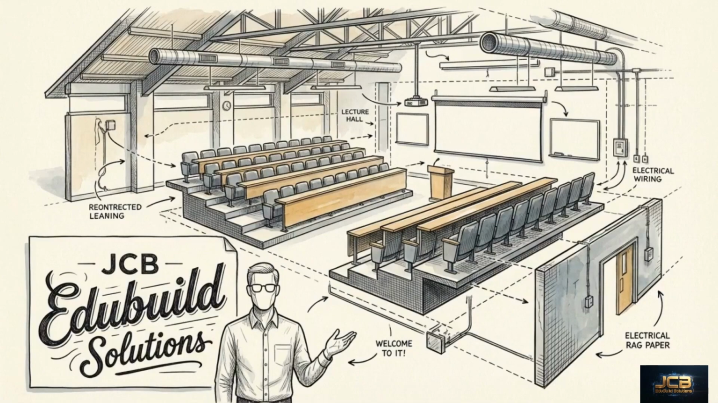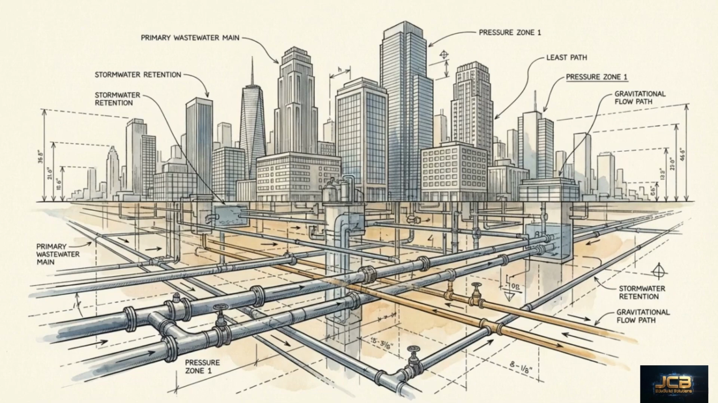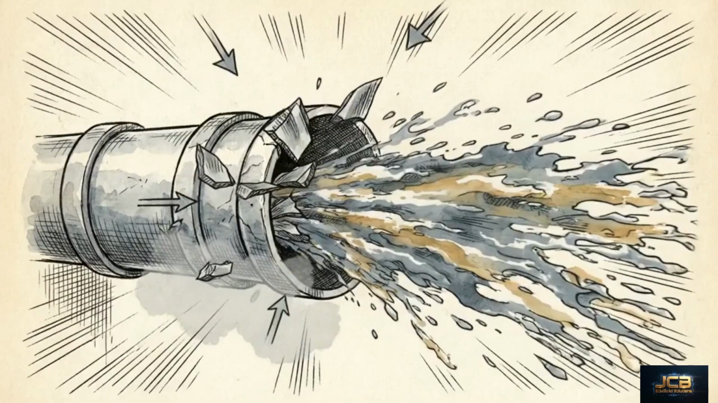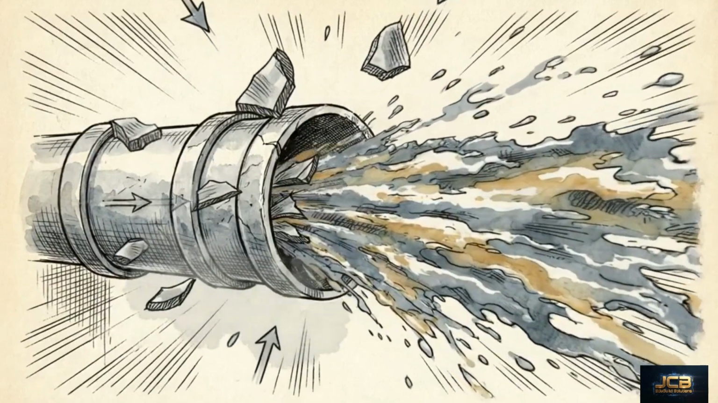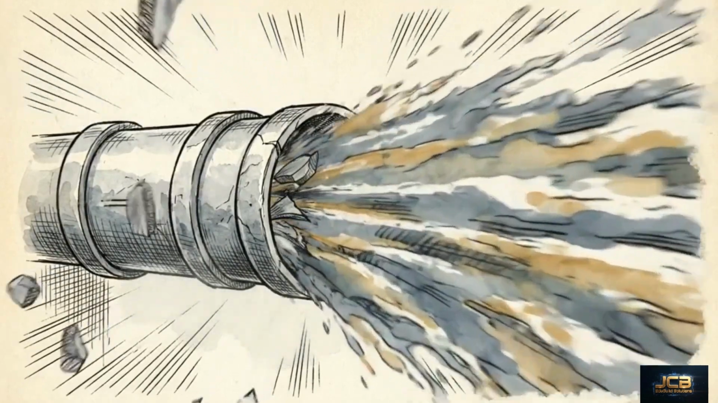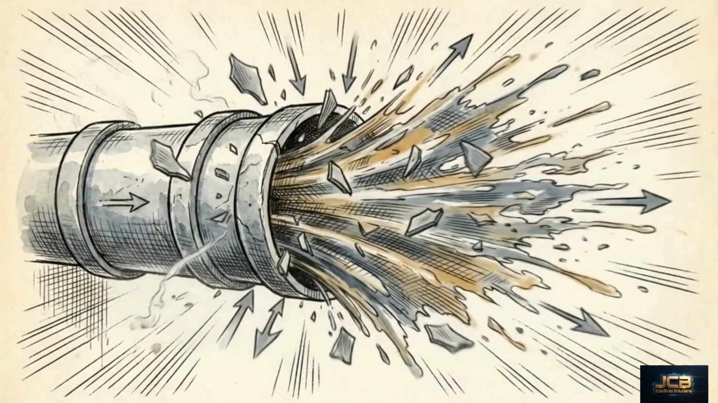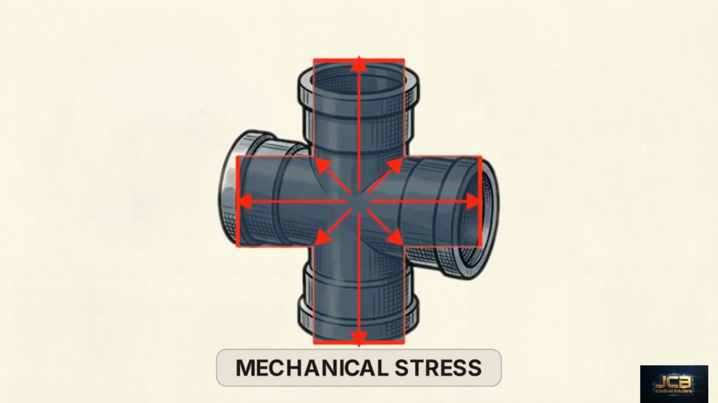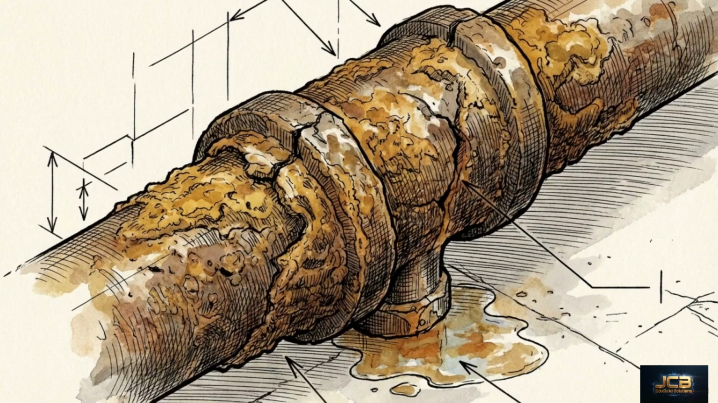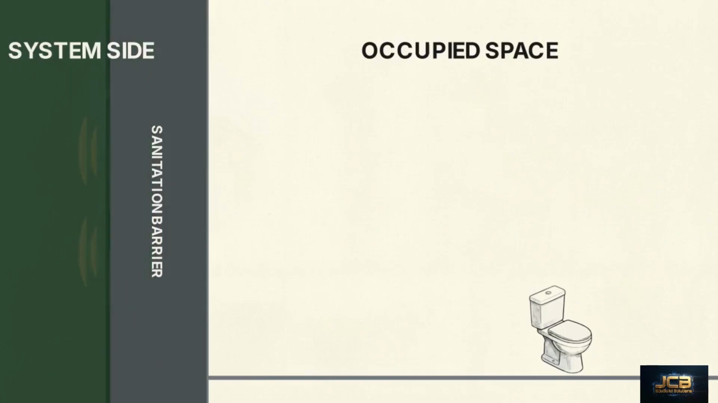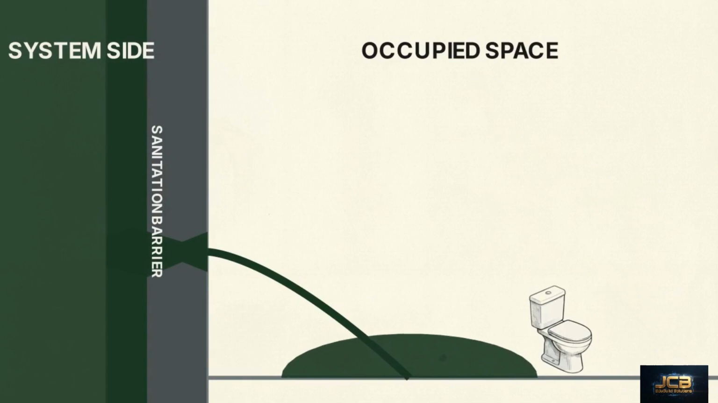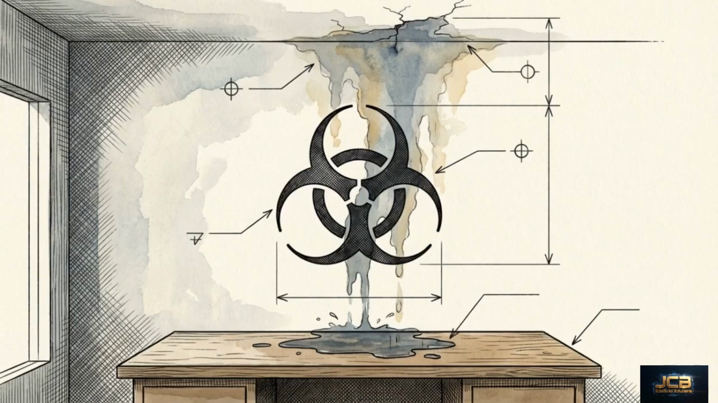I am James Bolo, and today we are looking at sanitary engineering through the lens of JCB EduBuild Solutions. An excreta drainage system is a highly volatile pneumatic and hydraulic environment. Fluid and waste move continuously under variable pressures, exerting constant mechanical stress on every joint and fitting. Ignoring these physical realities leads to structural degradation. When a system fails, it bypasses the building's sanitation barriers, introducing severe biological hazards directly into occupied spaces.